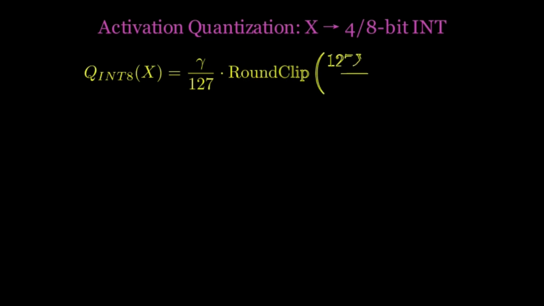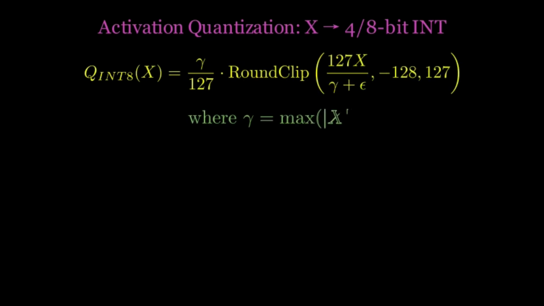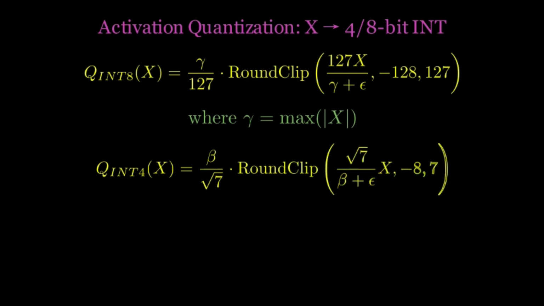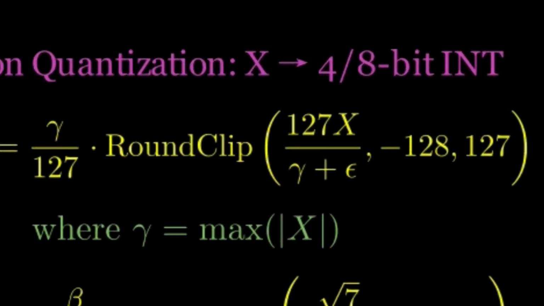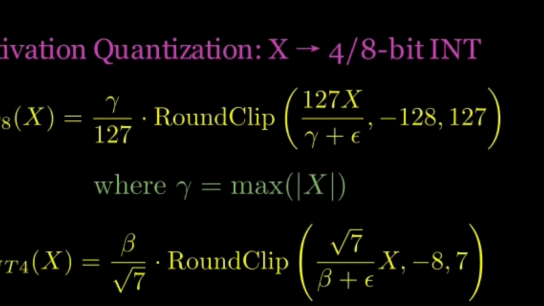Similar to weight quantization, activation quantization is done to 8 or 4 bits. There the formulas are similar to the AbsMax quantization that we discussed before. The int8 quantization of x is gamma divided by 127, which is the range, into round clip of 127 into x by gamma plus epsilon, and you are round clipping to -128 and 127, where gamma is the maximum of the absolute values of x.